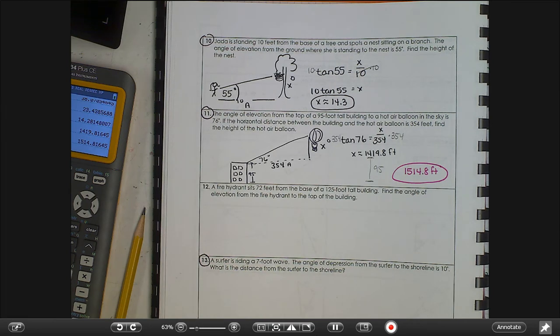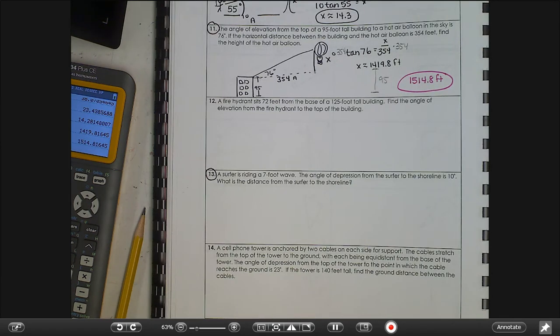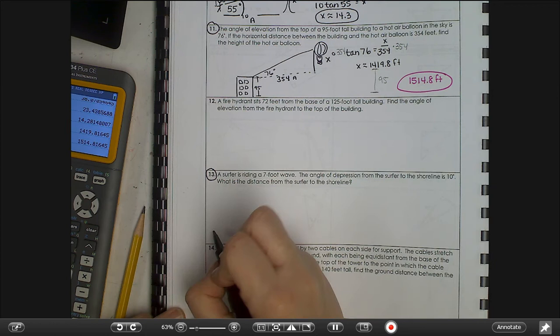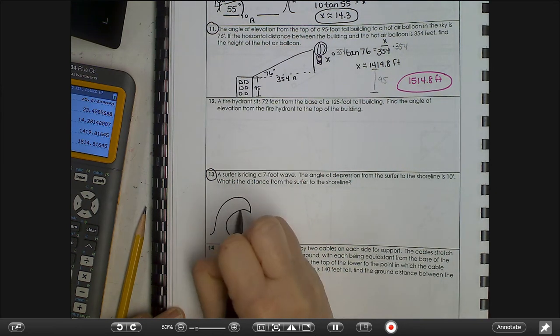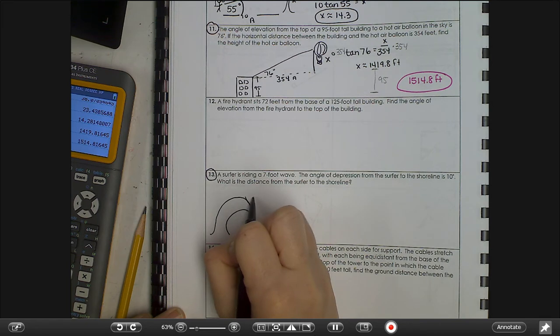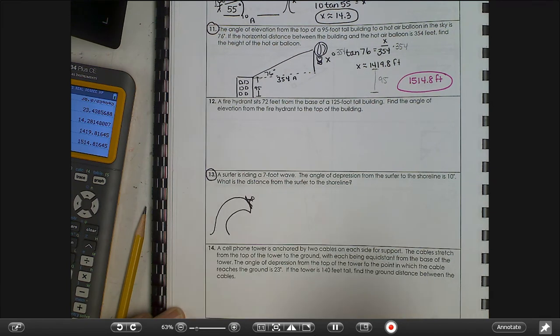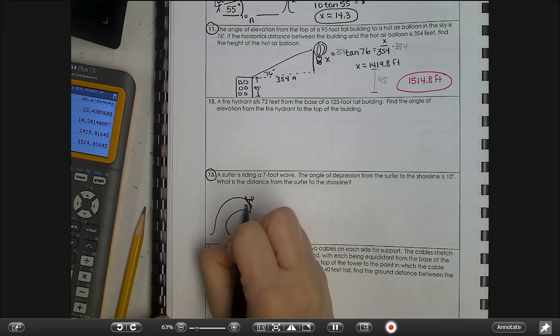All right, one more. We're going to do number 13. A surfer is riding a 7-foot wave. I know this is not where surfers ride, but you get it, I hope. Okay, there's our surfer on the wave. The wave is 7 feet high.